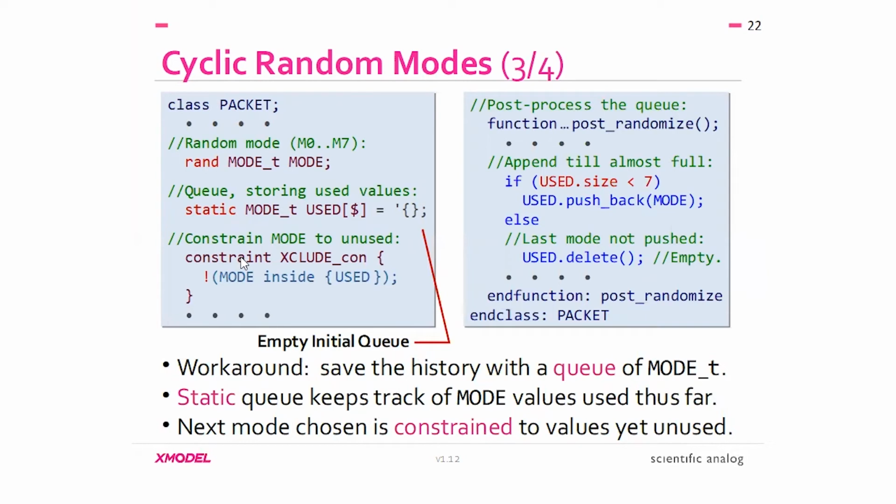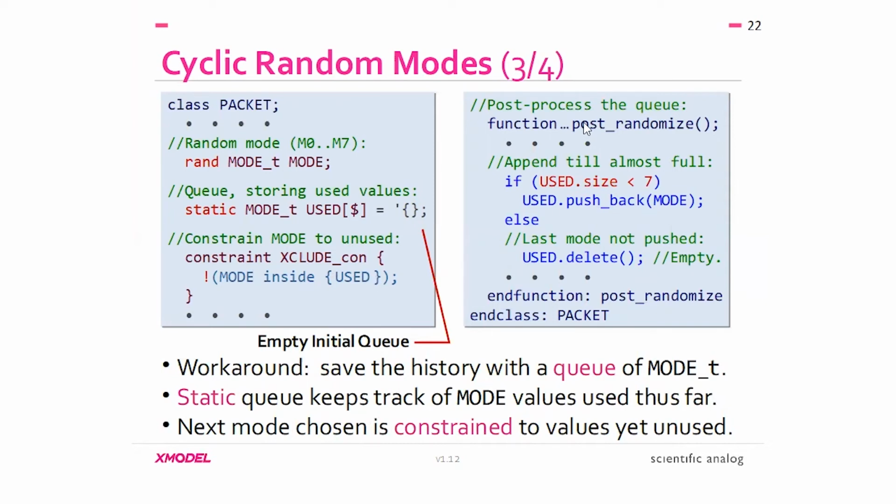So we add a constraint. We're basically telling the random number generator, hey, that random value of mode that you're about to come up with, it better not be inside the queue of already used values. And by the way, inside as an operator does know how to traverse the elements of an unpacked array.